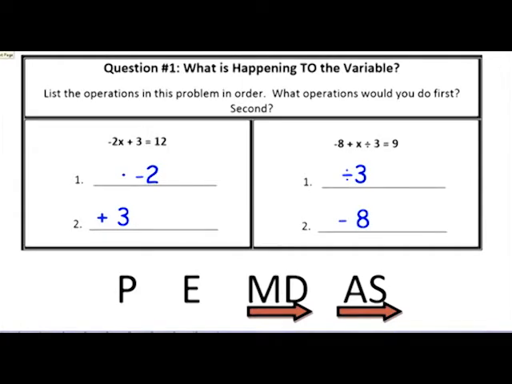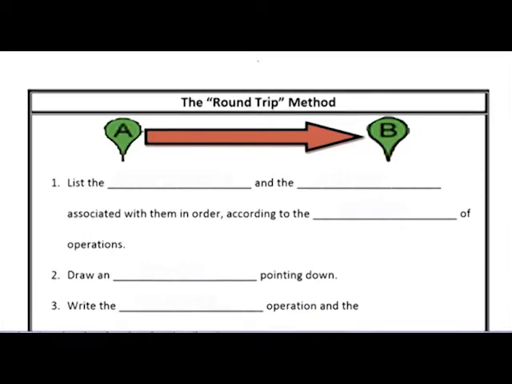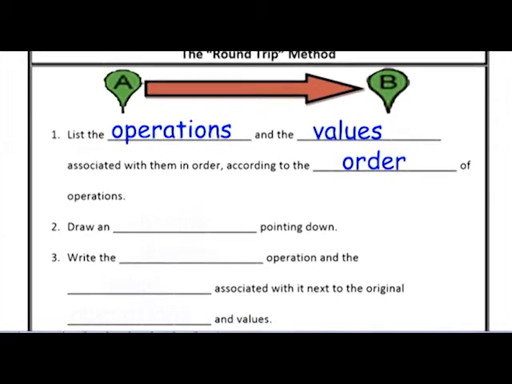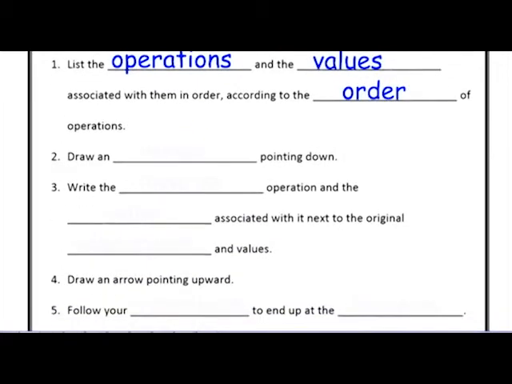This is the first step in what we call the round-trip method. You start by listing out the operations and the values associated with them in order, just like we did. What is happening to the variable? We do this according to the order of operations. If you do not put them in the right order, you will not solve in the right order, and you will not get the correct solution. Once you've listed those operations and values out, draw an arrow pointing down. That's saying this is what's happening.